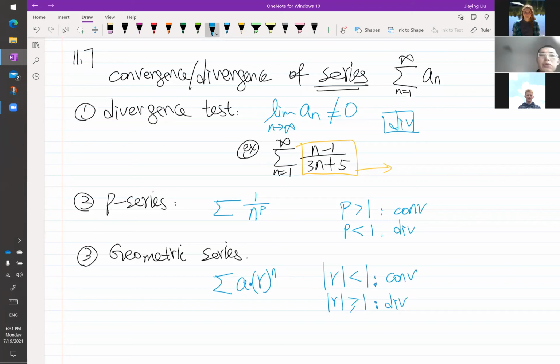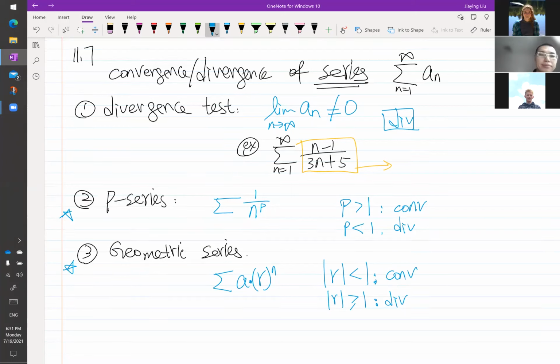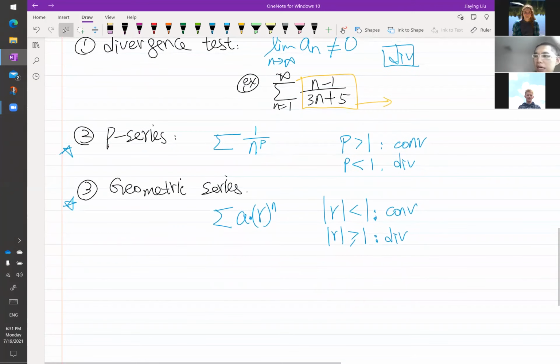So those are relatively easy, like the p-series and the geometric series. You can just look at the form of the expression that's given and then decide which one to use. But for the divergence test, you have to take a limit as n goes to infinity and go from there. And if those don't work, you might want to try other tests that are a little more complicated.